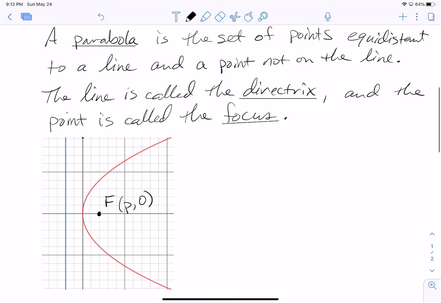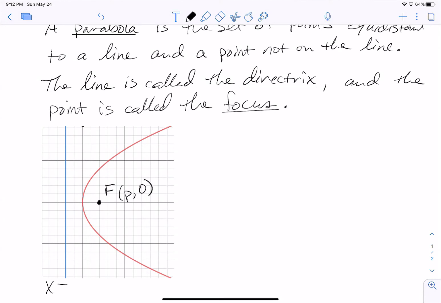And the directrix is going to have an equation. It's a vertical line, so it has an equation that starts with x equals. And since the distance from the focus to the vertex is the same as the distance from the vertex to the directrix, this is going to be x equals negative p. We have the y-axis pointing up and the x-axis pointing to the right.